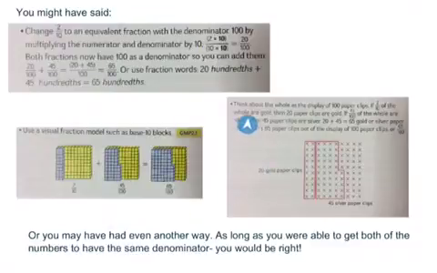I could have thought about the whole display of 100 paper clips. If 2/10ths are gold, 20 of the paper clips are gold. That's what that's telling me. And if 45 hundredths of the whole are silver, then 45 paper clips are silver. 20 plus 45 equals 65 gold or silver paper clips. That's 65 out of the 100.